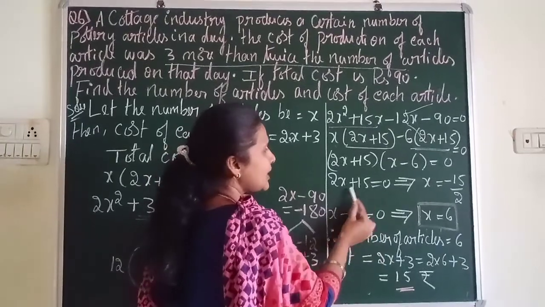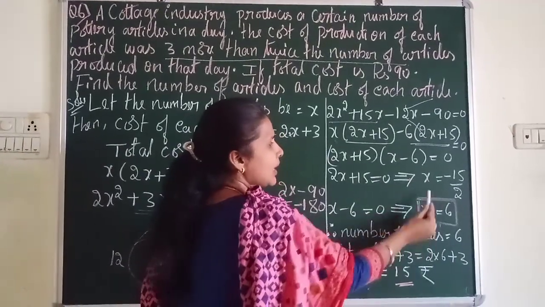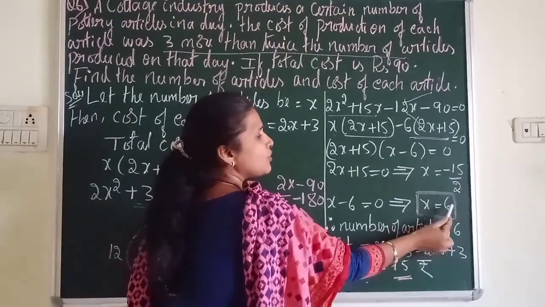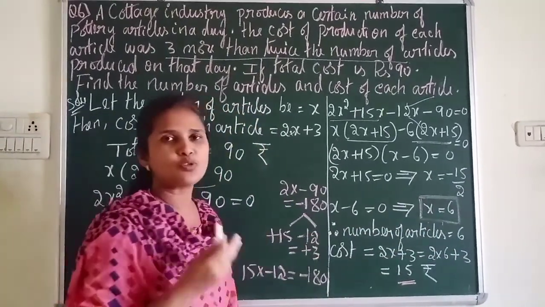Equate to 0. 2x plus 15 equal to 0, x equal to minus 15 by 2. x minus 6 equal to 0, x equal to 6. I got two values of x.